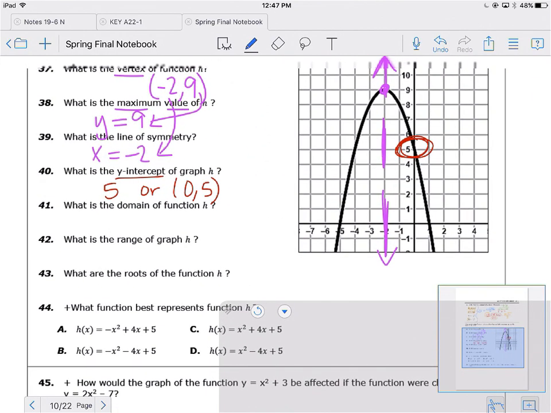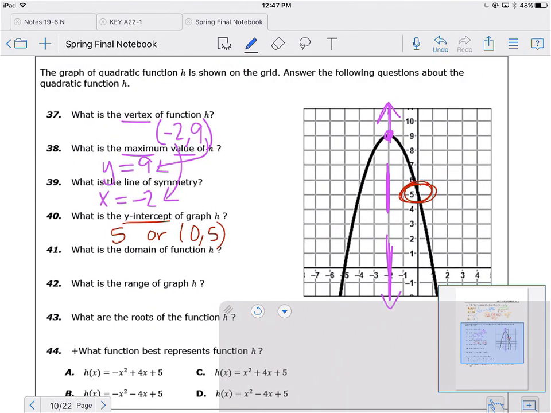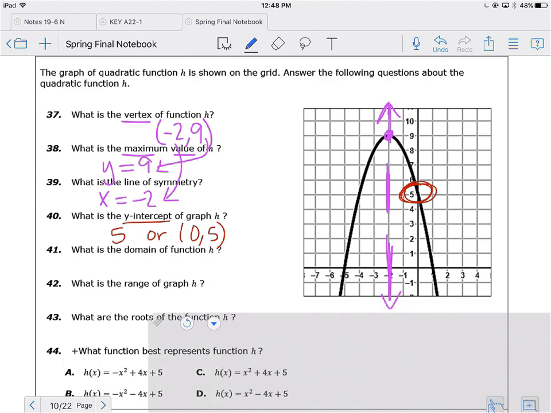So for problem 41, we're working on this. These answers came from a previous video for 31 through 40. So 41 asks for the domain of the function h. Domain for all quadratics is always all reals. The only time your function will not have a domain of all reals is when you're given something with endpoints or very specific pieces. But any function that is linear, quadratic, or exponential will have a domain of all reals.